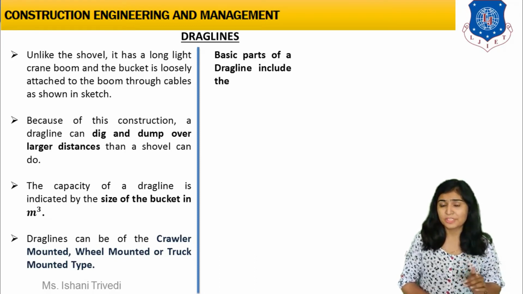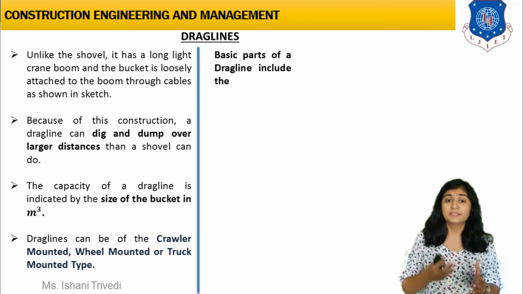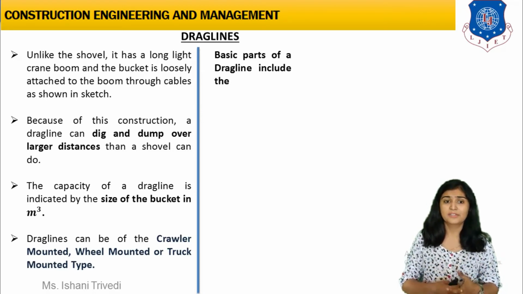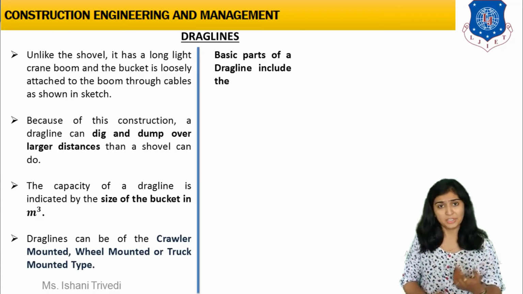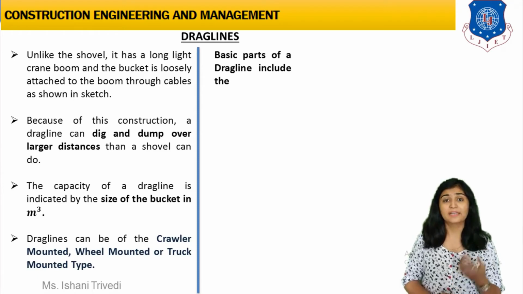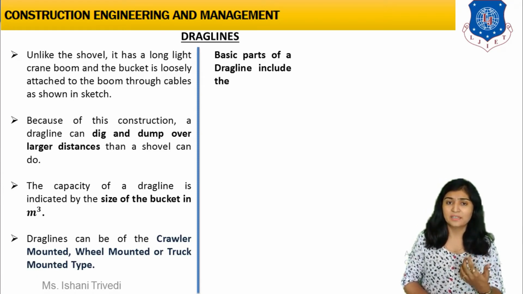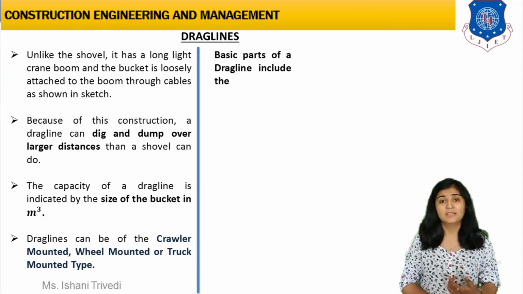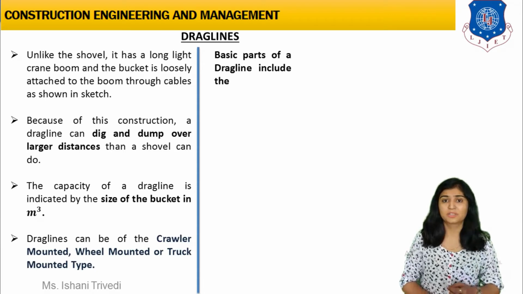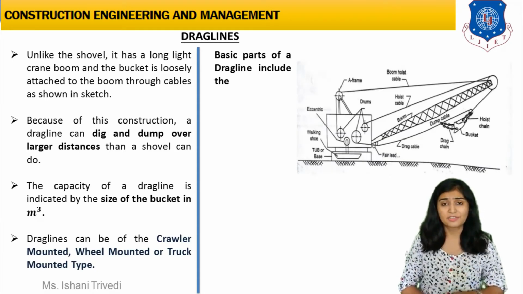these are the points which are flashing in front of you, which I already talked about, that it's just like a shovel, right? Unlike the shovel, it has a long light crane boom. In the power shovel we had a boom stick, and here we are going to have a crane boom. Next, the bucket is loosely attached to the boom through the cables. With the help of hoisting cables, the bucket is attached with the crane, and also there will be present the hoisting chains.